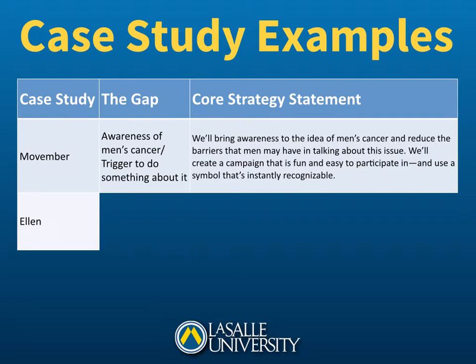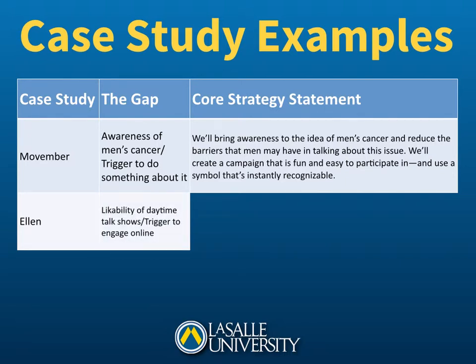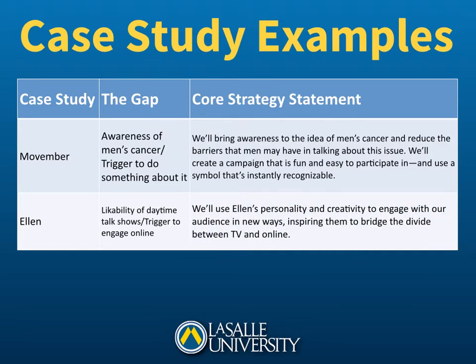For Ellen, one thing that they might have been trying to solve is the likability of daytime talk shows. And then also because TV and online had traditionally been separate before something like Ellen came on the air, and the separation between TV and media, what is the trigger to engage online and to take that TV and that traditional media and bring it to social media? And so their core strategy statement might have been something like, we'll use Ellen's personality and her creativity to engage with our audience in new ways, inspiring them to bridge the divide between TV and online.